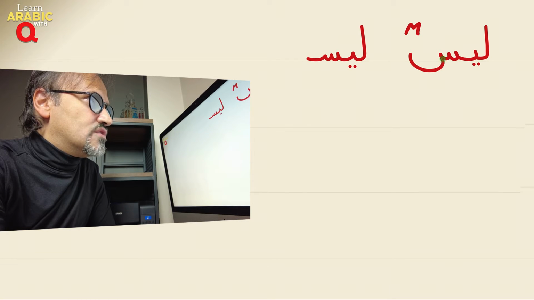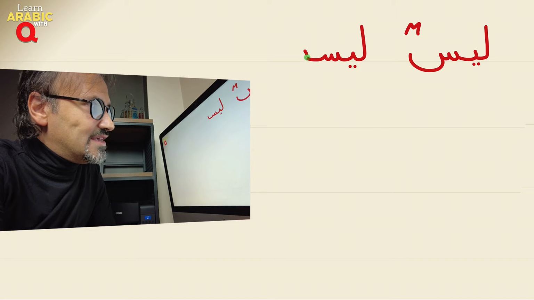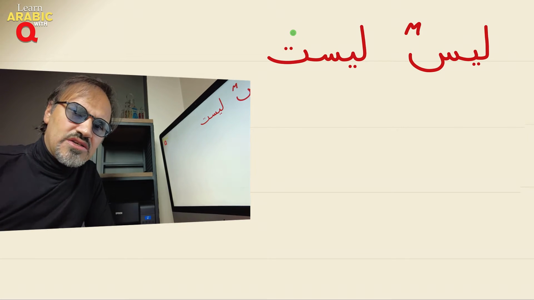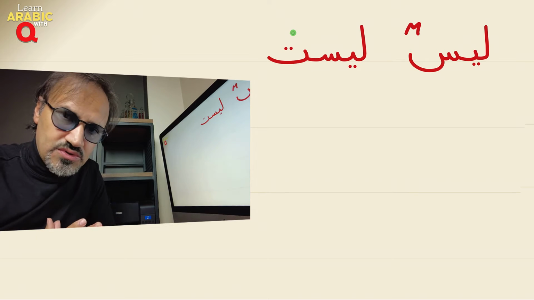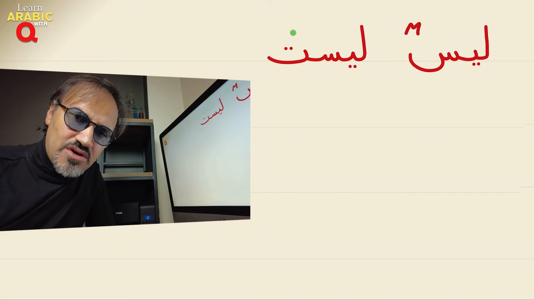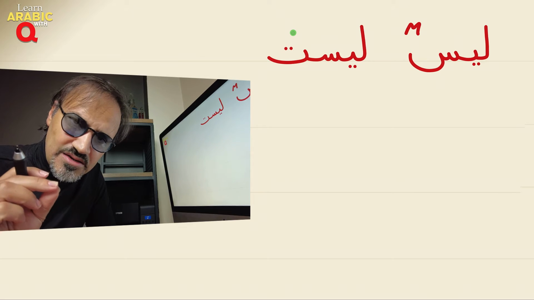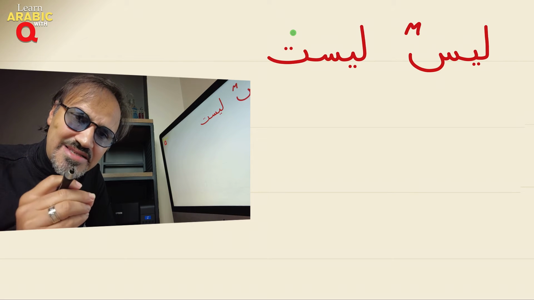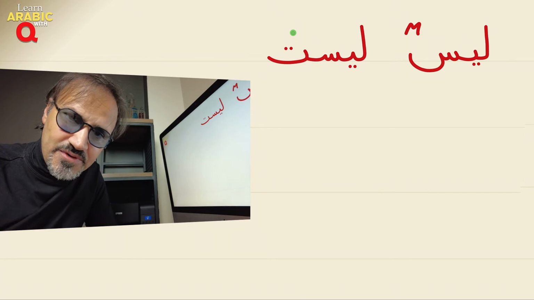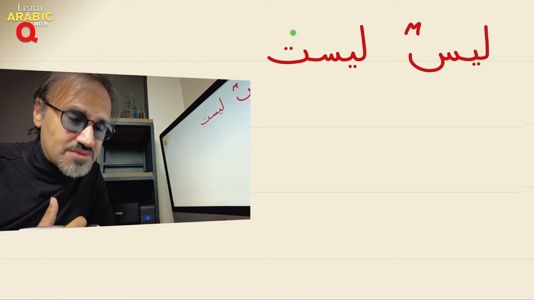لي. So far the same, but in the end we have a t. ليست. Okay, so we're going to use these two to negate something about the third person. So he's not in the car and she's not in the car. How do we say that? هي, this is for she, هي ليست في السيارة, she's not in the car. Okay, هو ليس في البيت, he's not in the house.